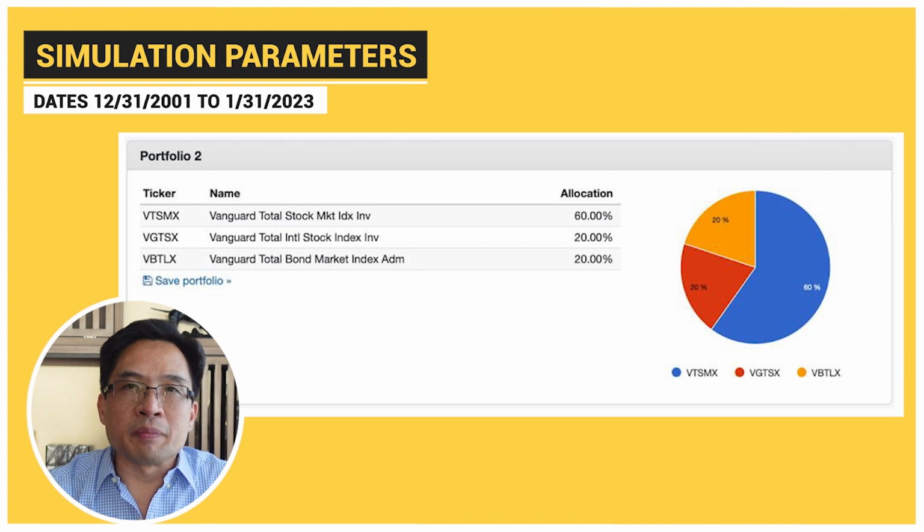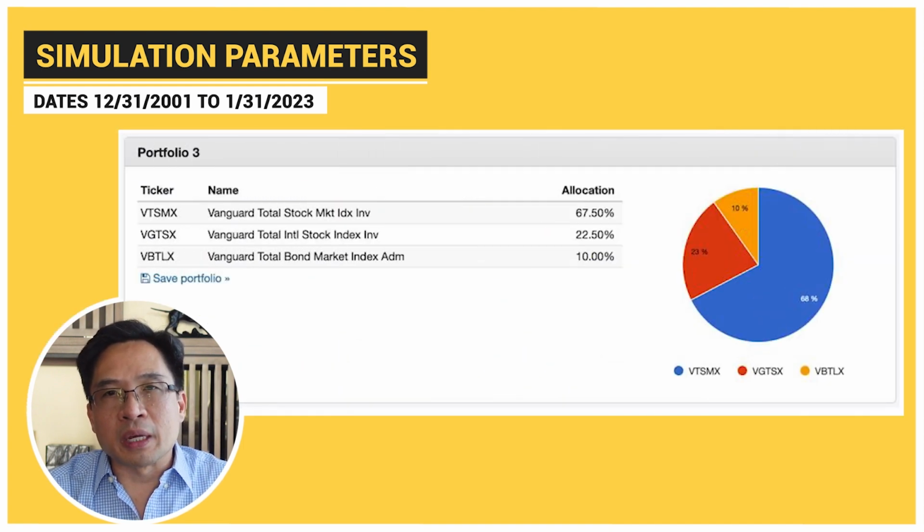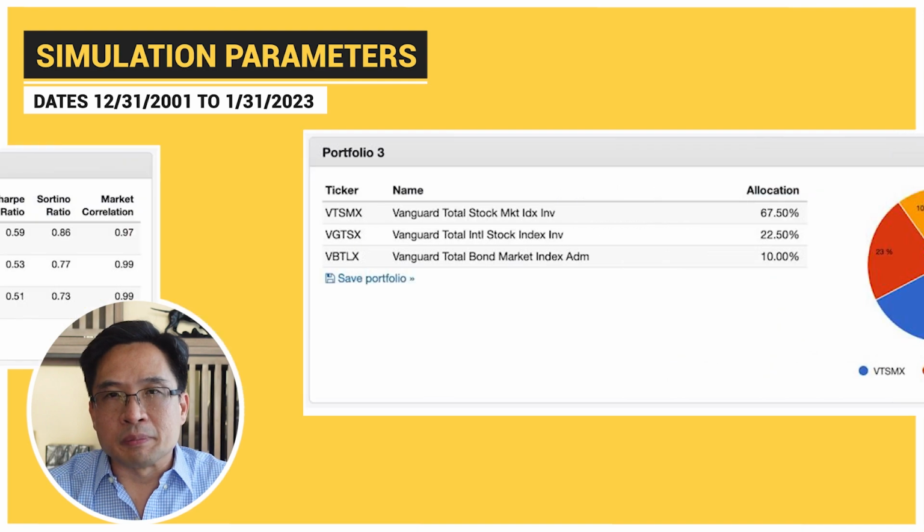And portfolio number 3, 67.5% US stocks, 22.5% international stocks, and 10% bonds. That's a 90-10 stocks bonds allocation. Here are the results.